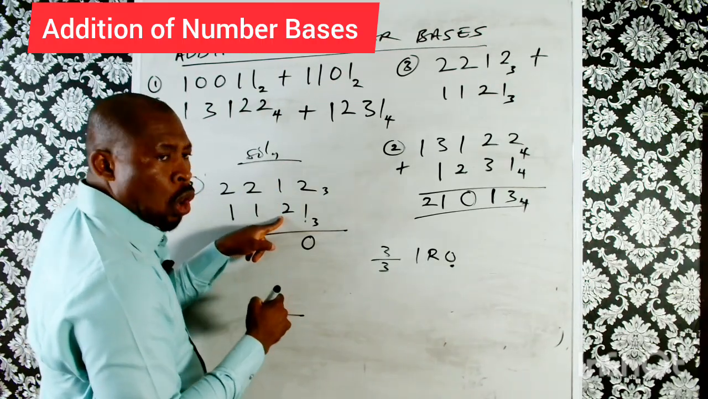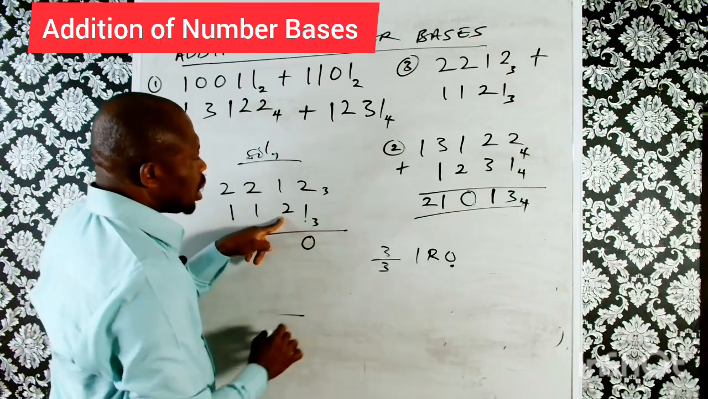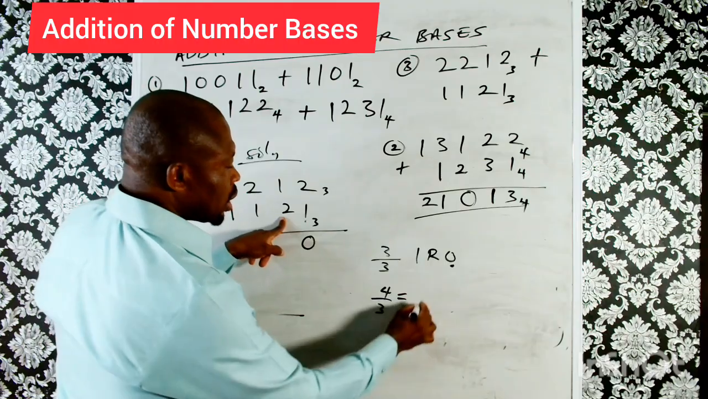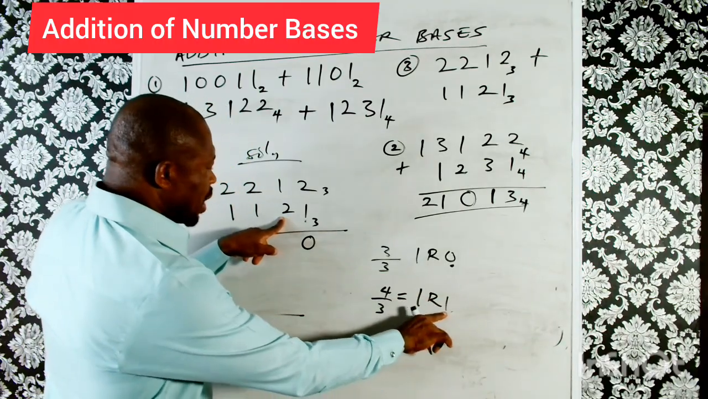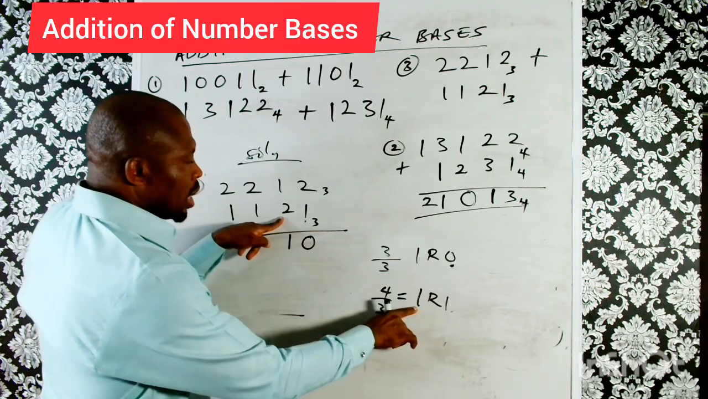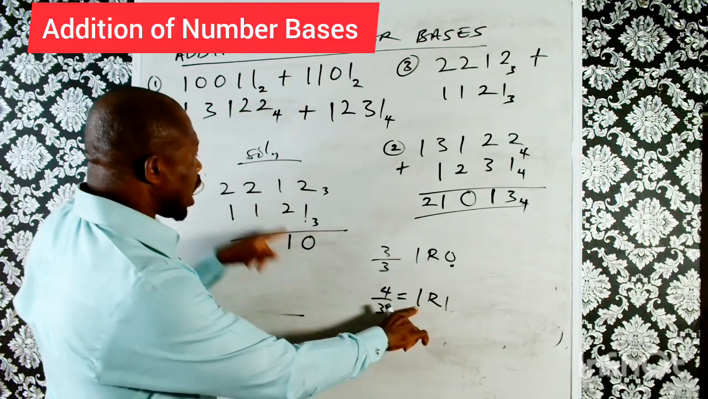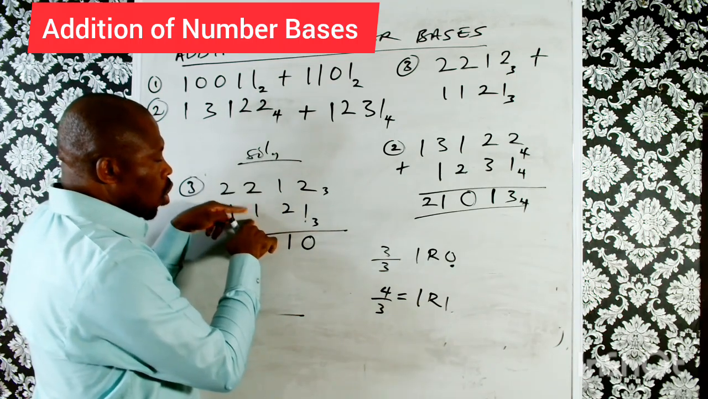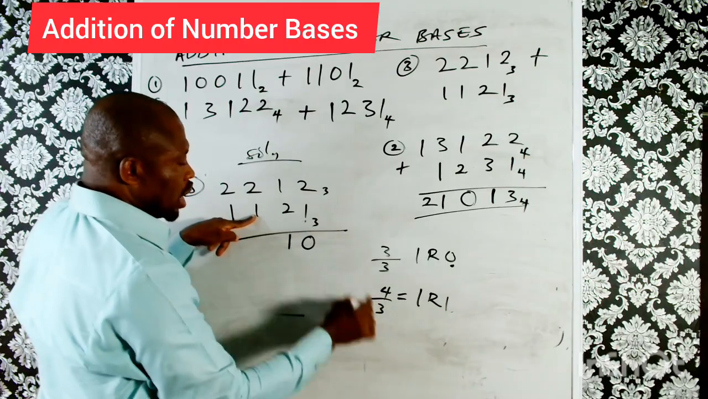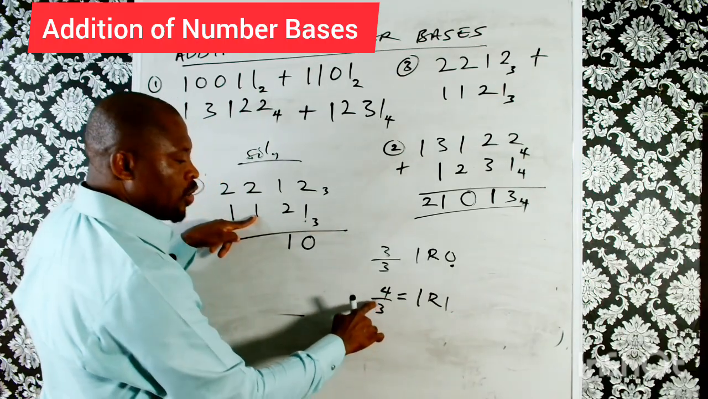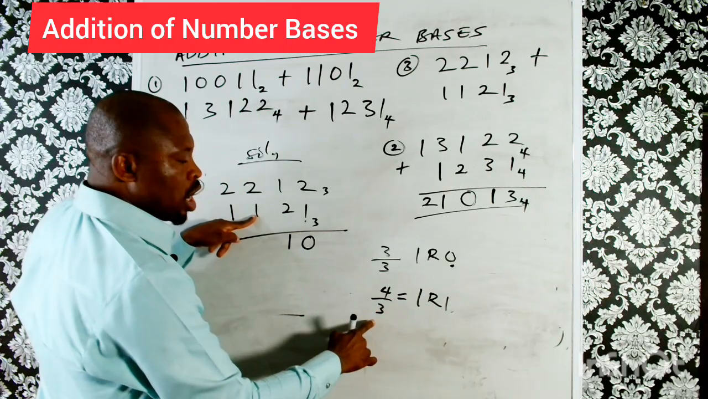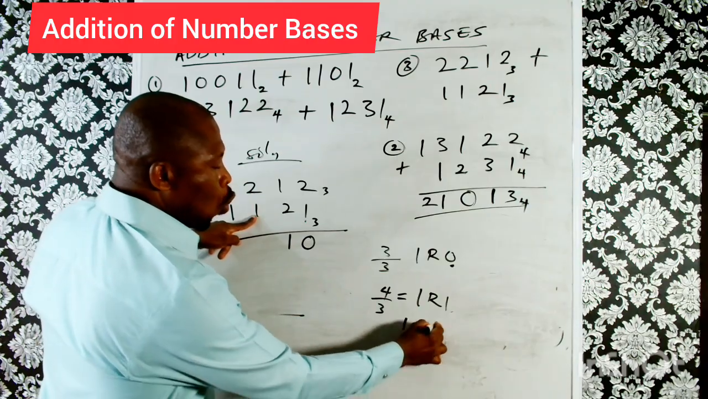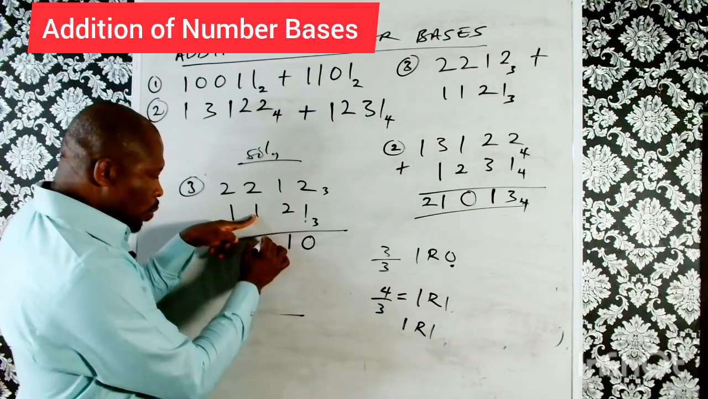2 plus 2, 4. 4 is more than the base, so we have 4 divided by 3. 4 divided by 3 will give us 1 remainder 1. This remainder, write it here. This one that is the answer, we'll move it to this. So 1 plus 2 will give us 3, plus 1 is 4. And of course, we are working with base 3. So it will give us 4 over 3. If 3 people are sharing 4 items, they will get 1, and then 1 will remain. That one that will remain, we put it here.